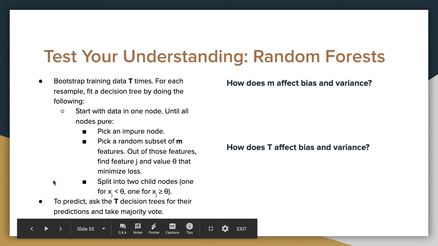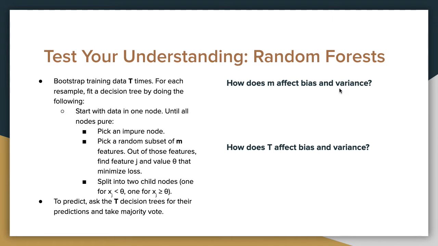I copied and pasted the algorithm for random forests, and these are the two questions. How does M affect the bias and variance of our model? Remember, random forest is just a model that we're using to do regression or classification, so it still has bias and variance. And the same question for T. Remember, M is the number of features that we use to train each decision tree, and T is the number of trees that we have in our forest. So it's 10:59, take 1 minute to think about this on your own or talk to someone next to you, and then I'll quickly go over it.